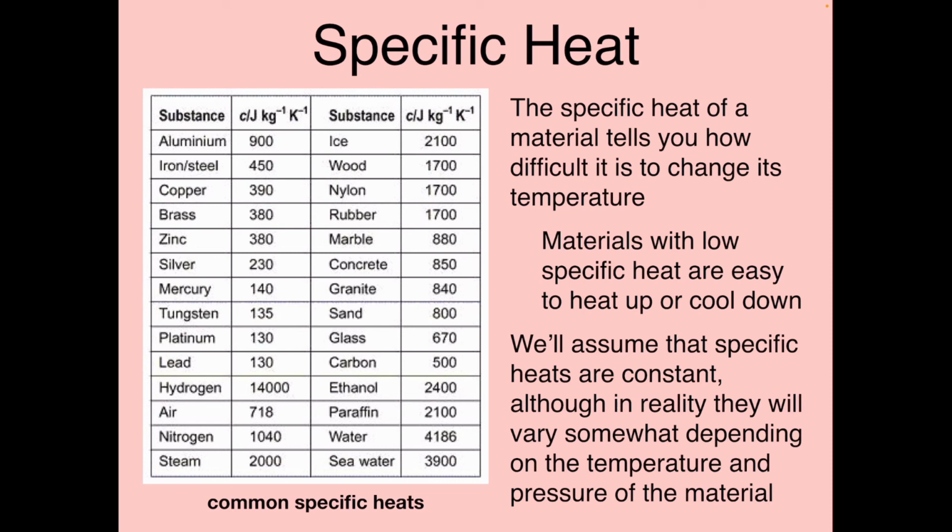And what we're doing by listing these specific heats is we're assuming that the specific heat of a material is constant, so it doesn't change in any way. In reality, specific heats can change somewhat depending on the temperature and the pressure of the material, but that's an effect we're going to ignore in this class. So we're going to assume specific heats are just constants.